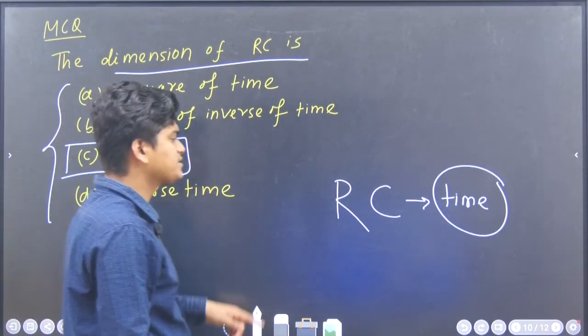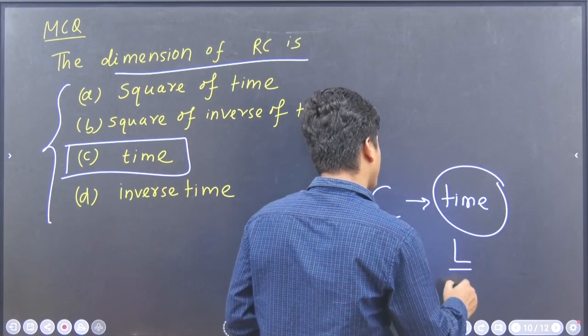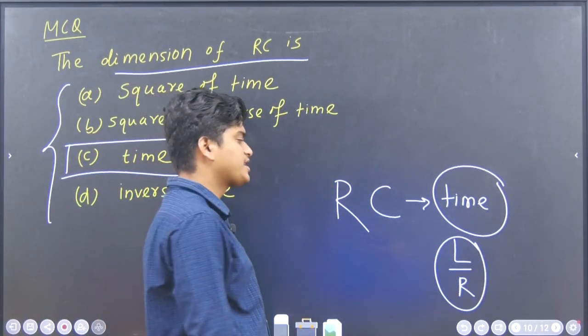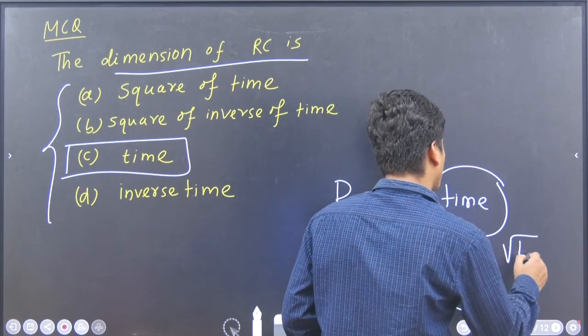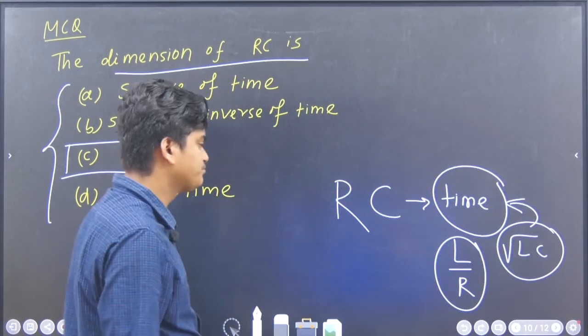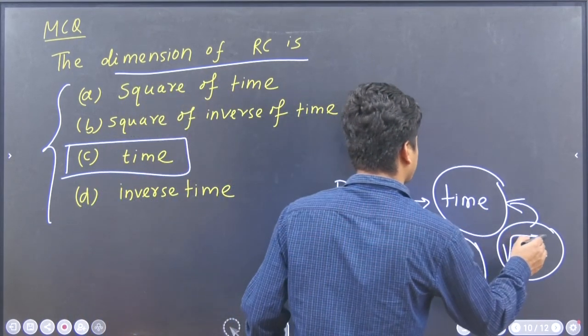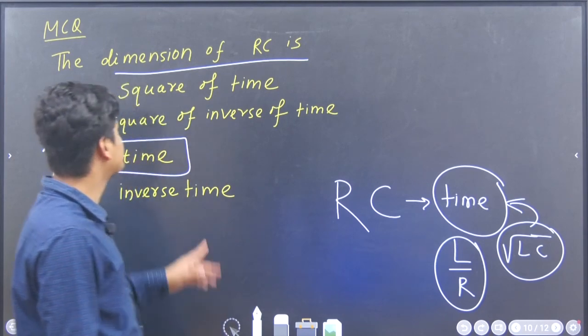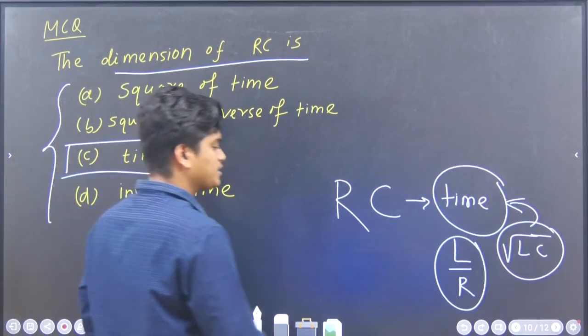Okay, not only R and C, but also if you take L by R. Okay, so in inductance L by R also same, and also you can write root under LC, that is also same unit, that is basically time. Okay, so root under LC. Now I will go to the next question. So here it is an easy question only. So RC dimension is nothing but that is equal to time.